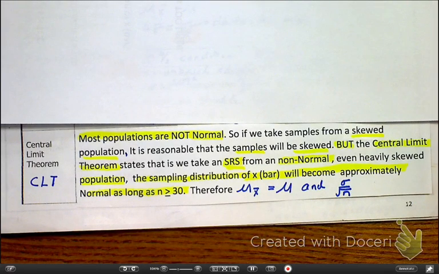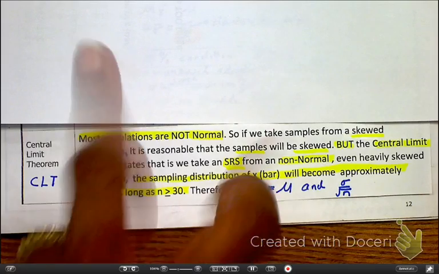Hey guys, this video is about CLT. It's a key component of statistics which we utilize to help us use the Z-score when things are skewed. Because remember, we've always established we are always trying to make things "normal."